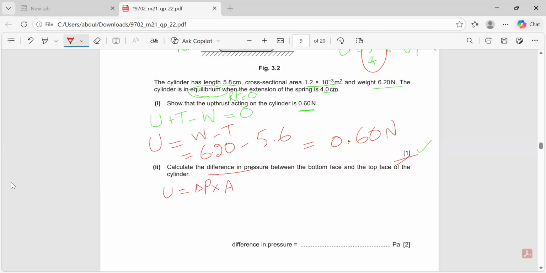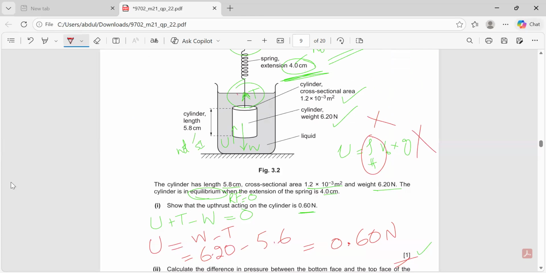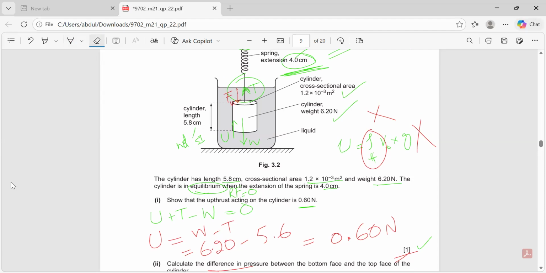Upthrust is a force. Here, one force is from top to bottom, from the water pushing this cylinder down. Let this force be Ft, the top force in the downward direction. And the water will also be pushing it upward. This will be the force from the bottom, Fb.